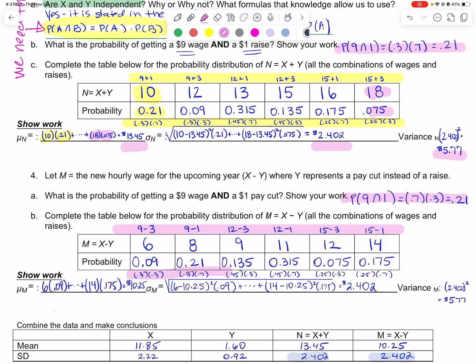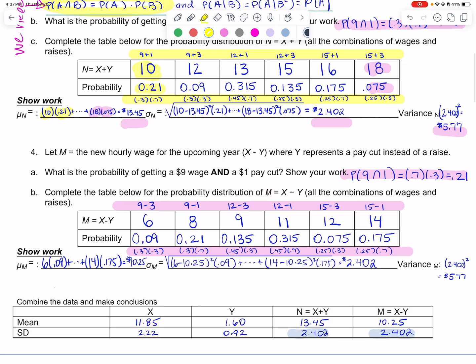And I did the same thing. I just multiplied the $9 an hour and the $3 for the deficit, and I put it into my calculator, the same thing, the menu 411, and I got $10.25. The same thing here and the same thing here. All right, so now that's just all the calculations.